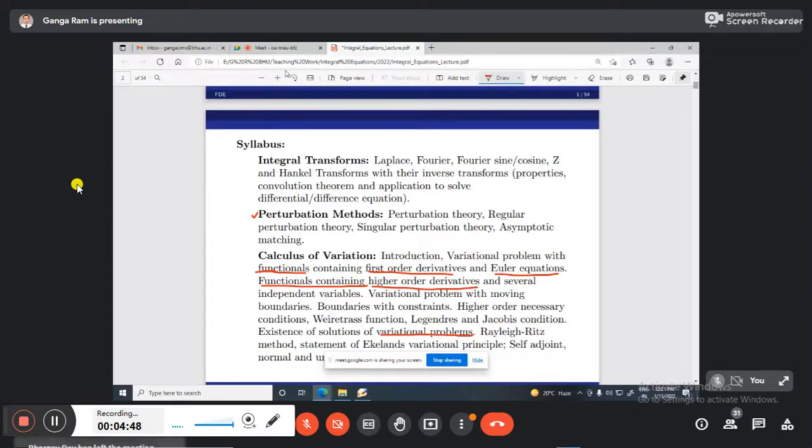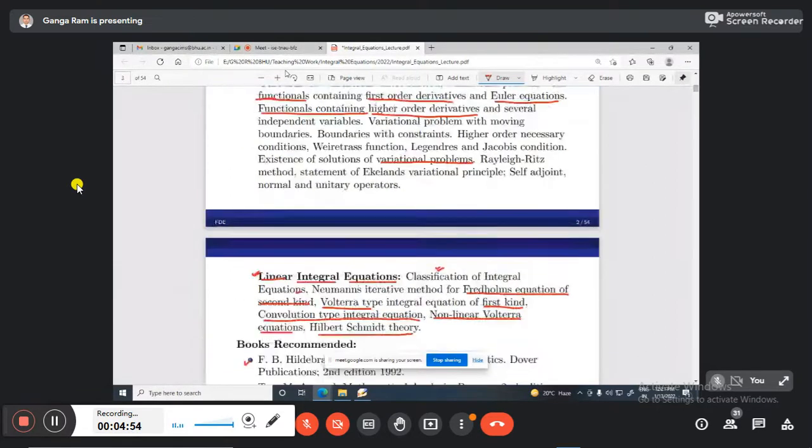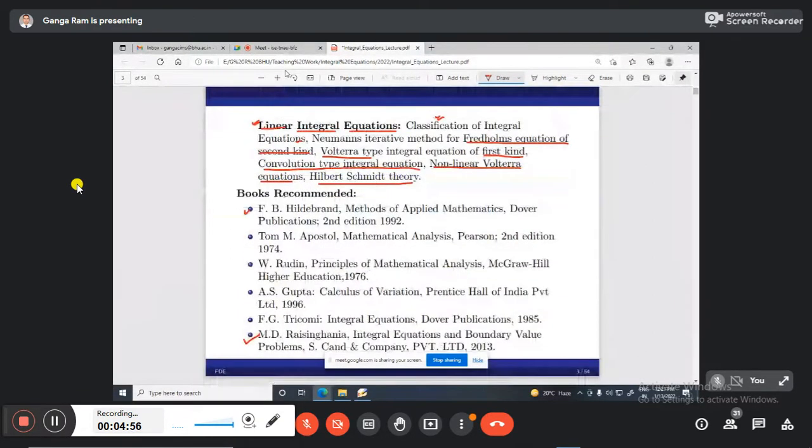Okay, so now before going to start the integral equation, first we will start from this topic, integral equation. Before going to start linear integral equation, we have some review, which means we will discuss some basic terminology of calculus.